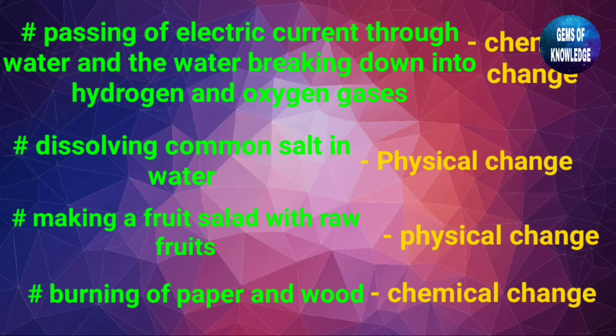Whereas burning of paper and wood is nothing but a chemical change, because after burning a new product will be formed, that is ash will be formed. After burning the paper we get ashes. This is nothing but a chemical change.